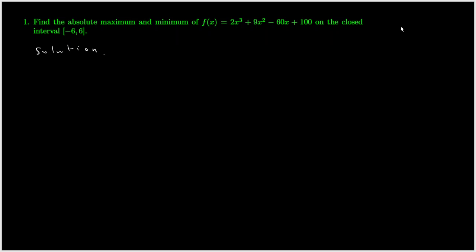In any case, the first thing you do is to differentiate the function. This one is a little bit long, but super easy, right? The derivative of the function is equal to 6x squared plus 18x minus 60. I'm just using the power rule to differentiate the function term by term. Simple, right?